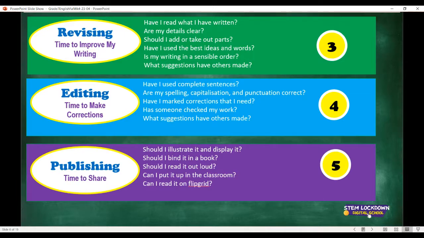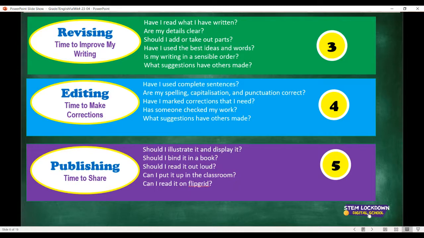Okay, so the next question they have here is, is my writing in a sensible order? With an advert, we know they put the writing in various places, but there is a reason for that as well. What do you want them to see first? What do you want them to see next? What do you want them to see last? So your writing needs to have some kind of order, and this is when you use your typography, when you use your font, when you use your letter size.